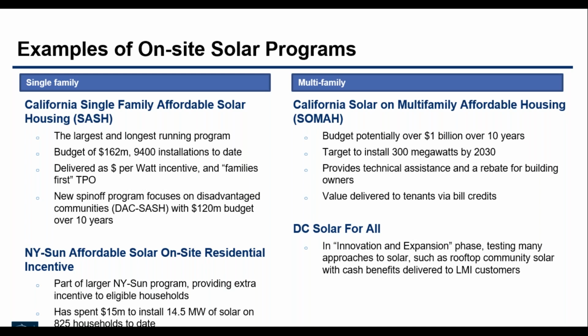It's delivered as a $1 per watt incentive. And recently, the program administrator, Grid Alternatives, has expanded to what they call a Families First third-party ownership arrangement. So it's third-party ownership, but it's tailored for low-income households. That program has been expanded into disadvantaged communities. Those are communities with low-income demographics, but also environmental burdens in California. That program is called DAC-SASH.